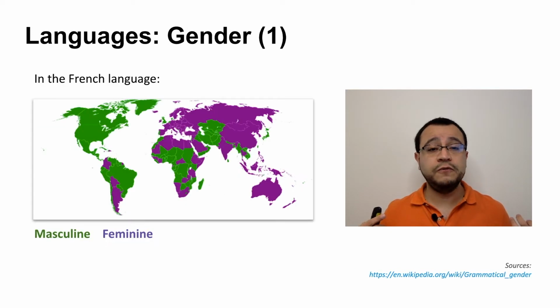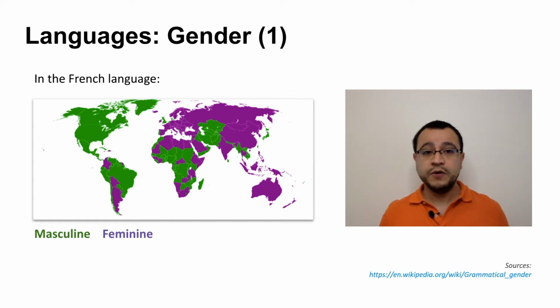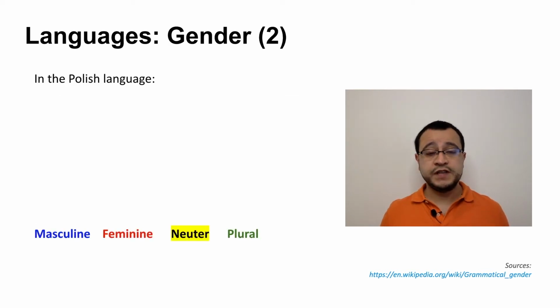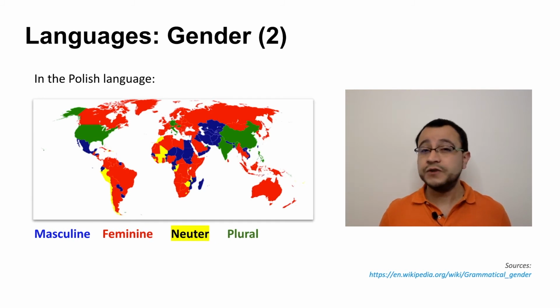Languages also involve gender. So to take an example from the French language, we can see that different countries in green have masculine gender and in purple have feminine gender. So for example, Colombia has feminine gender, so you would say "la Colombie." To take again the Polish example, we now see that we also have neuter, that is neutral, and plural names.